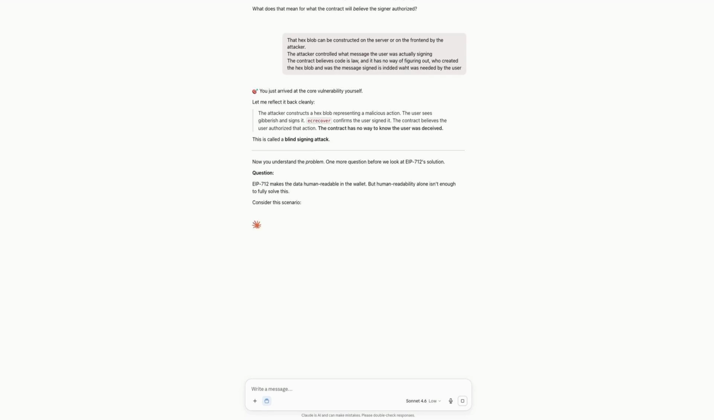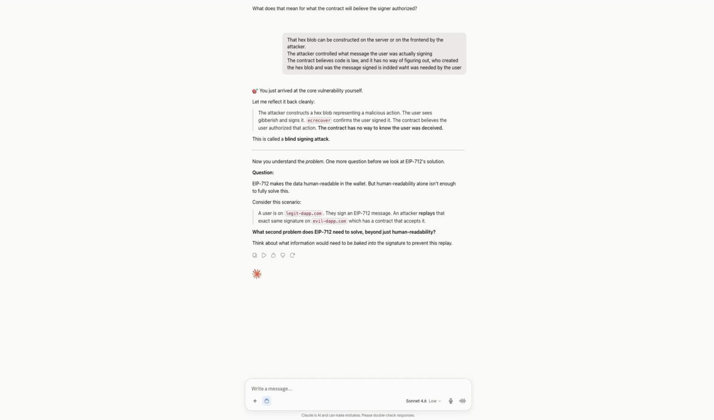Okay, the attacker constructs a hex blob representing a malicious action. The user sees gibberish and signs it. ecrecover confirms the user signed it. The contract believes the user authorized the action. The contract has no way to know the user was deceived. This is called a blind signing attack.